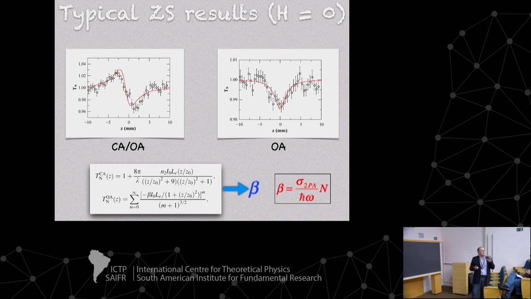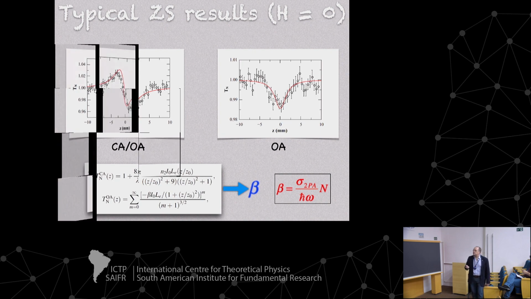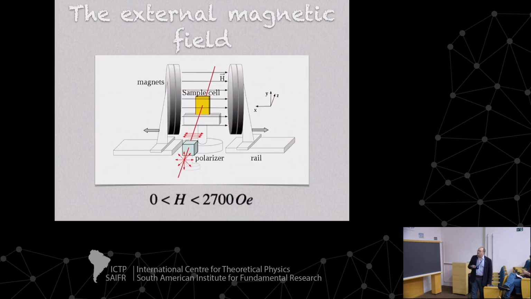All the others, we know exactly what they are, measured independently. So it's a very robust way to determine N2 and beta here. All the other parameters are known. And as I told you, we can make all these experiments in the presence of magnetic fields. So we put the sample there.